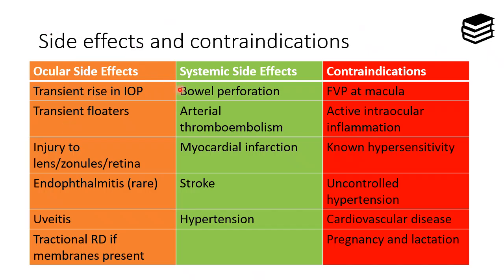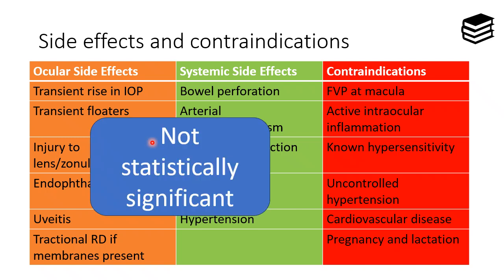Now, side effects and contraindications. These are the ocular side effects: transient rise in IOP, transient floaters, injury to lens zonules and retina, which is negligible if experienced surgeons are giving it, endophthalmitis, rare uveitis, tractional retinal detachment if membranes are present. That is why any fibrovascular traction on the macula or the disc is a contraindication for anti-VEGFs, because they can cause traction retinal detachment. Systemic side effects: bowel perforation, arterial thromboembolism, MI, stroke, hypertension. That is why these remain contraindications. Even though all these ocular as well as systemic side effects are rare, they are not statistically significant.